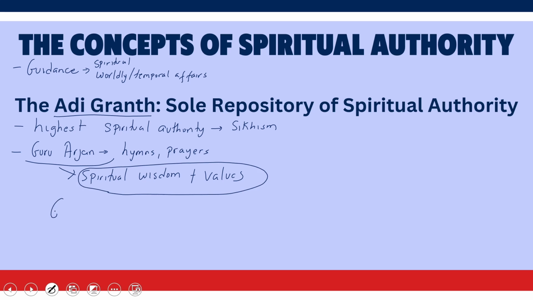So then we have Guru Gobind. Now what he does is, he says that the Guru Granth Sahib would be the eternal Guru. Okay. So here we see that from this moment, as we know, there would be no human Guru, and all spiritual guidance would come from the Adi Granth or the Guru Granth Sahib.